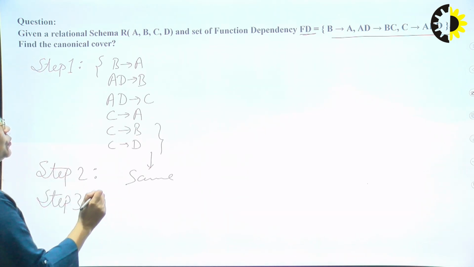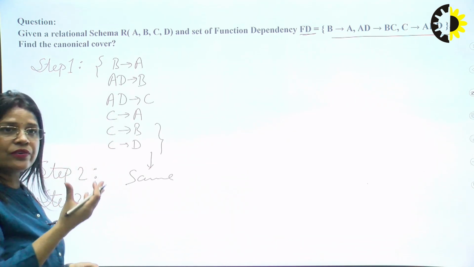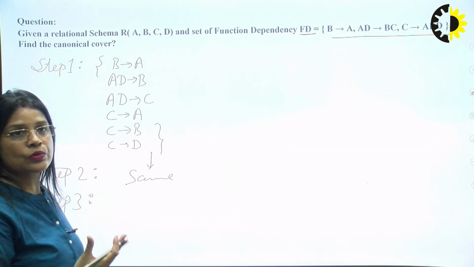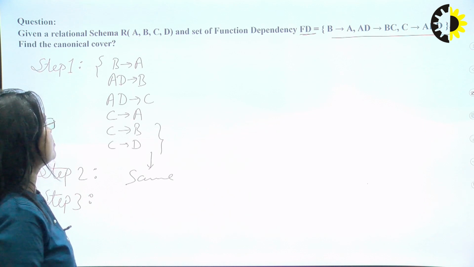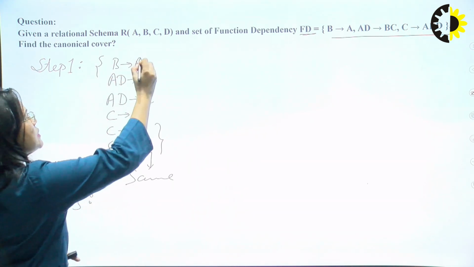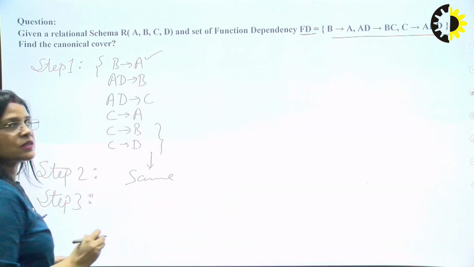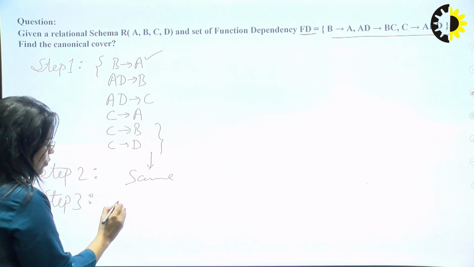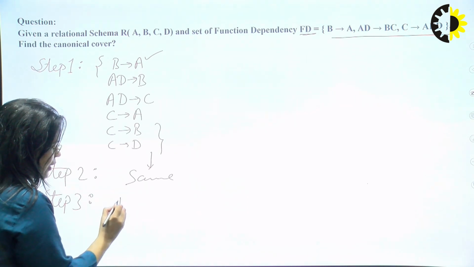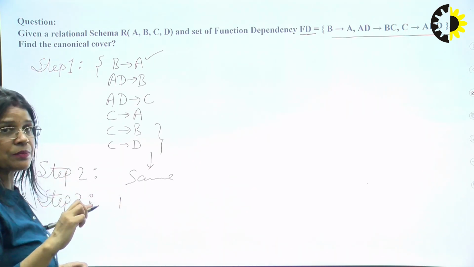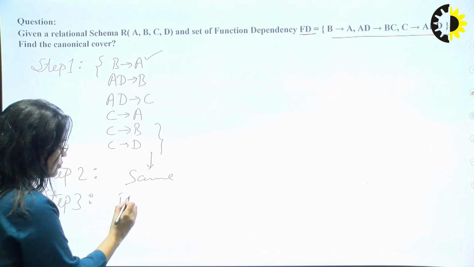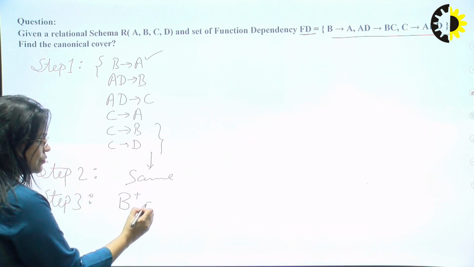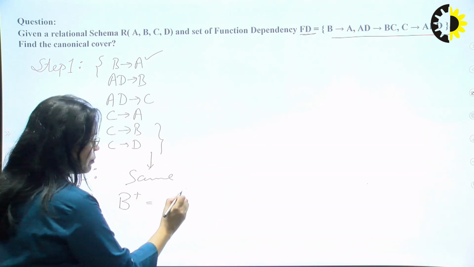We need to pick up each and every functional dependency one by one, and we need to check the closure of the left hand side attribute. So, in the first step, what will we pick? We will pick this functional dependency B tends to A. When we are picking this functional dependency, we need to find out the closure of B.